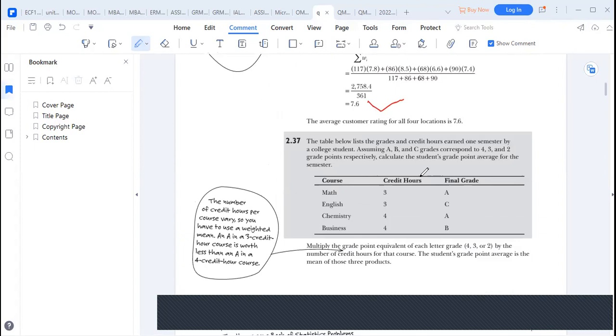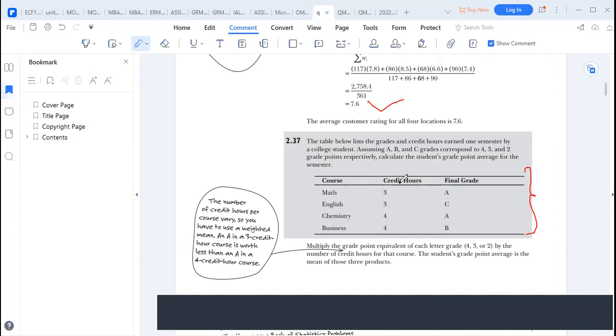All right. This question has never come, so expect it most likely this year. The table here shows the credits, assuming A, B, and C are the grades, corresponding to 4, 3, 2. Calculate the student's grade point average.